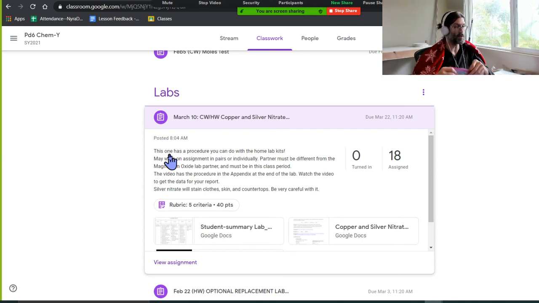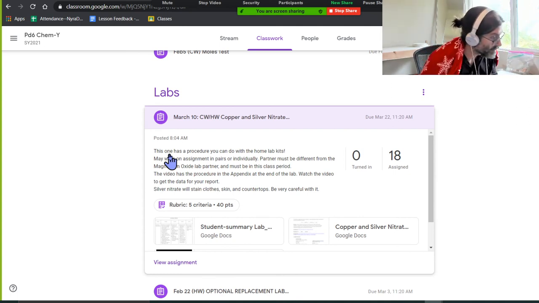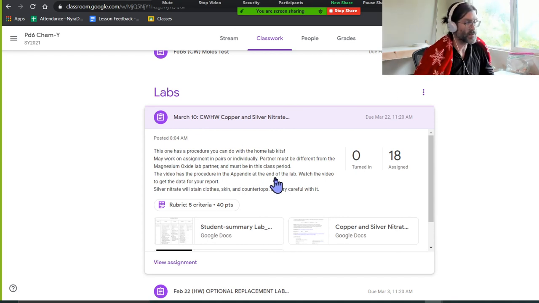You can work in pairs, or if you want, you can work individually. It can be less work to work in pairs. Your partner has to be a different person than the magnesium oxide lab partner. Still has to be someone from this class period.